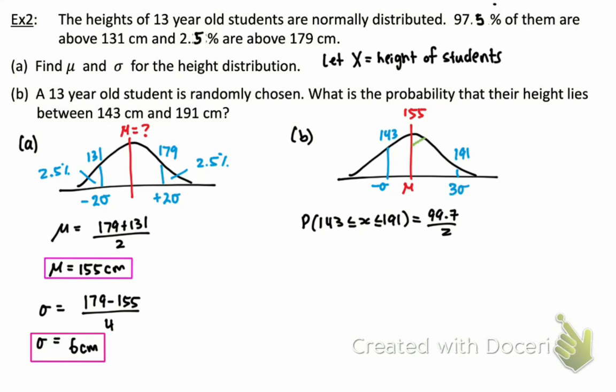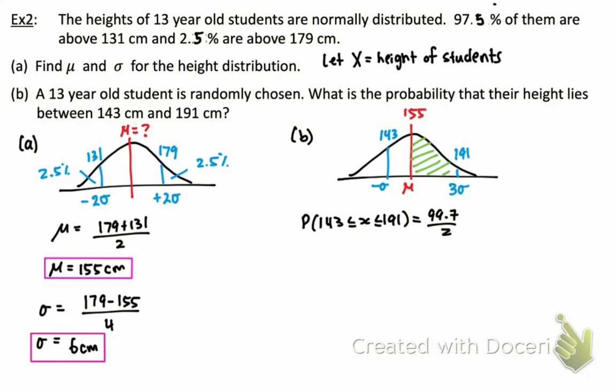So if you look at this shaded area in the green here, what we know is that by the empirical rule, 99.7% of all values fall within 3 standard deviations of the mean. Since we're only looking on the right-hand side of the curve, sorry, I said left the first time, it's the right side, we take 99.7 and divide by 2.